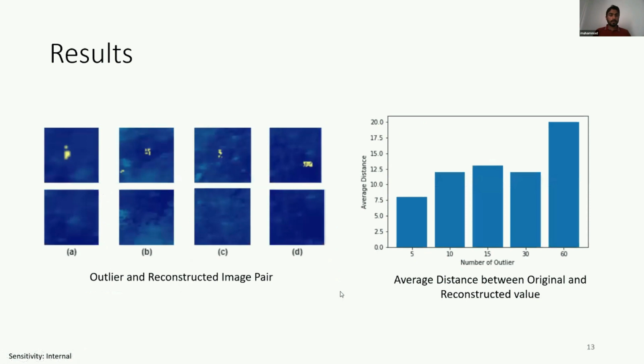Some of the results here are in the form of pairs of images, as we see the outlier image in the top row here, and then in the bottom row, these are the reconstructed images. And once these images are reconstructed, I'm trying to get the average distance between the original and the reconstructed value to see how accurate the value is. And it is quite evident that as the number of outliers increases, or the area with a lot of missing values increases, the reconstruction tends to underperform, right?